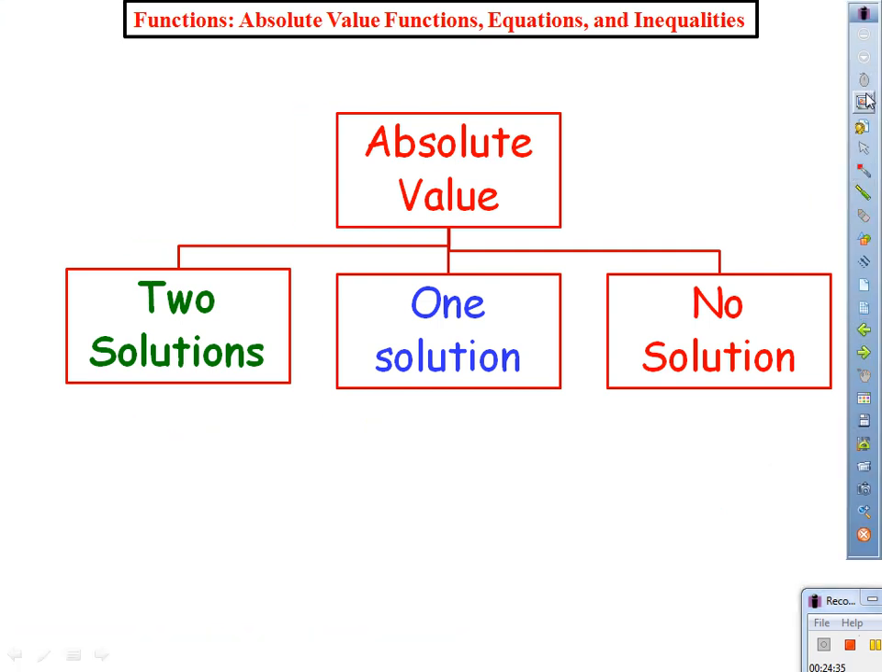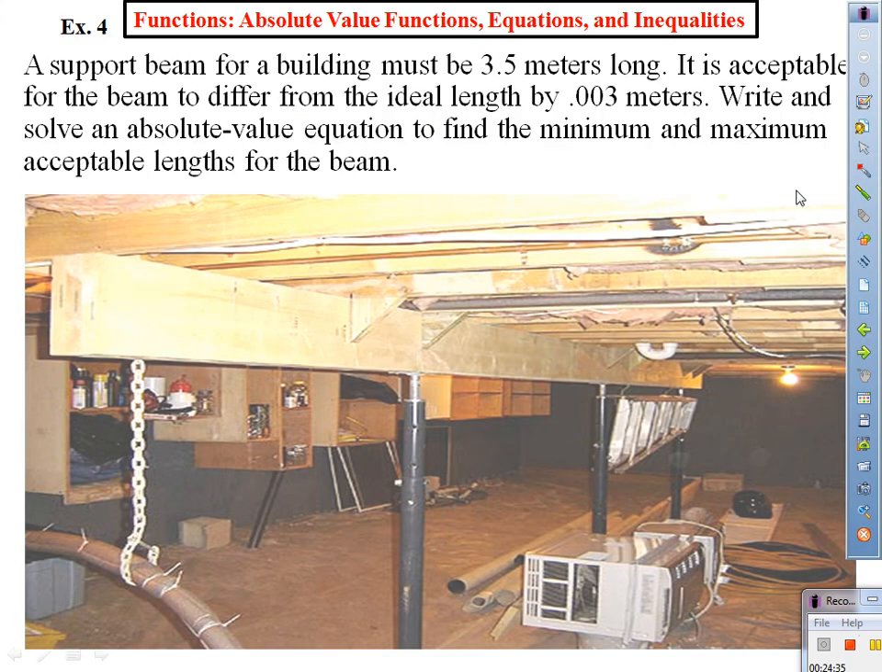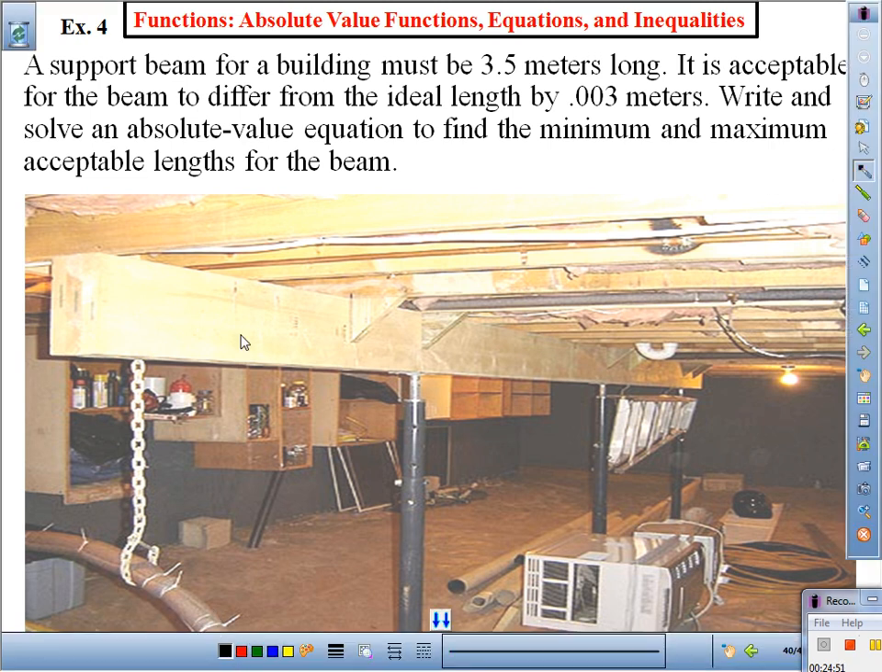Also, you're going to get one of these in the home plate. I'm just revisiting this one. We covered this already when we first did absolute value about a month ago. And I did it with the Coronado Bridge. You guys remember that one? Yes, Mr. Q. All right, good. So check this out. It says, a support beam for a building must be 3.5 meters long. It is acceptable for the beam to differ from the ideal length by 0.003 meters. Write and solve an absolute value equation.